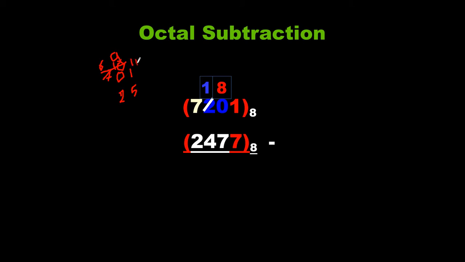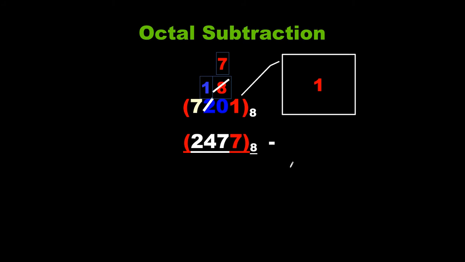And now what do I have here? Is it 11? No, it's gonna be 8 plus 1. The one I borrowed is 8, because base 8 plus 1, I'll have 9 minus 7 is what? 2. 9 minus 7 is 2. Now I have 7 here. 7 minus 7 is 0.